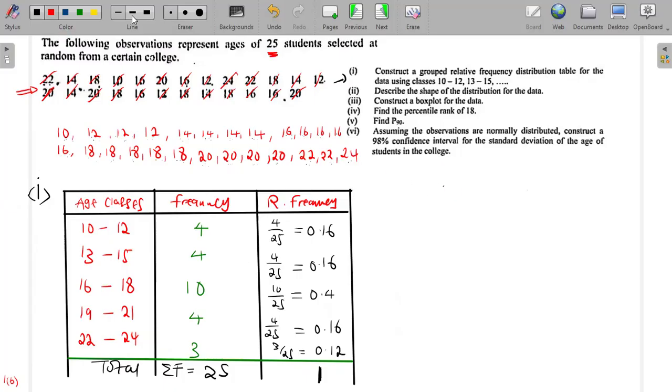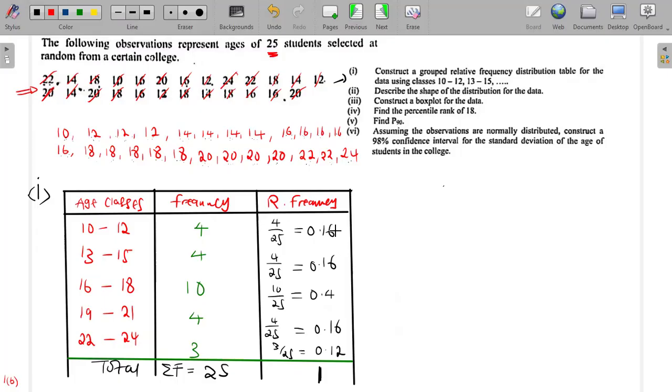Okay, what about the second part? The second part says describe the shape of the distribution of the data. So if you are used to such questions, you can be able to tell the shape of the distribution of the data by just looking at the frequency. But if not, you can just come up with some sort of a diagram, okay? And then from that diagram, you will be able to tell the shape of the distribution.